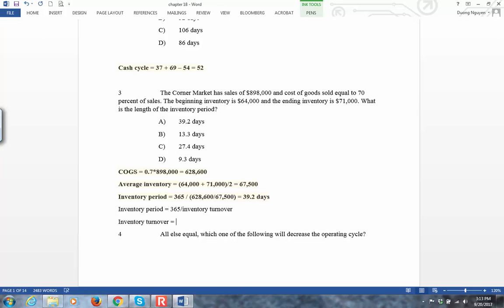So the inventory period would be equal to 365 over inventory turnover, and the inventory turnover would be equal to cost of goods sold, 628,600, over 67,500. So that is the inventory turnover. You put it in here, you will get the inventory period.